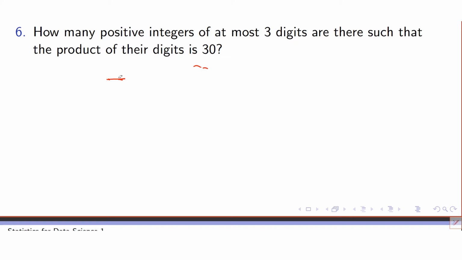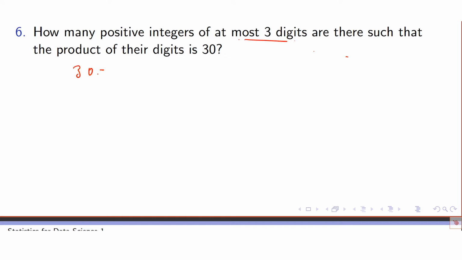So we have to count the number of integers whose digit product is equal to 30. So let's count. First, check the digits whose product is equal to 30. We have to count the integers of at most 3 digits, that is integers with 1 digit, 2 digits and 3 digits. With 1 digit it is not possible, because the product cannot be equal to 30. So first set the digits whose product is 30.